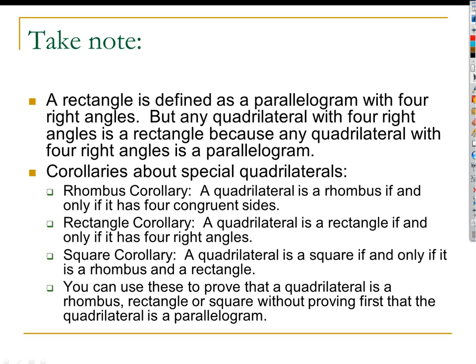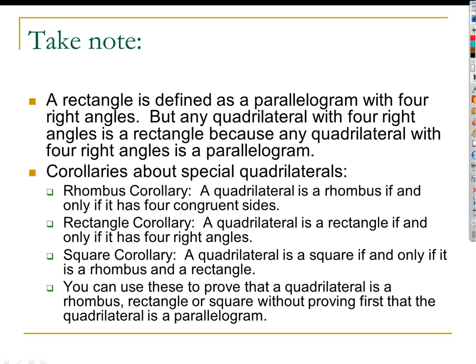So here's our corollary. A quadrilateral is a rhombus if and only if it has 4 congruent sides. I don't have to show anything else. All I have to show is that if a quadrilateral has 4 congruent sides, it's a rhombus. Guaranteed. That's the definition of a rhombus. Sure, it's also a parallelogram, and I get all the other stuff that comes with it, but it's very easy to prove that it's a rhombus. All I got to show is that the 4 sides are congruent. That's it. I get everything else with it.